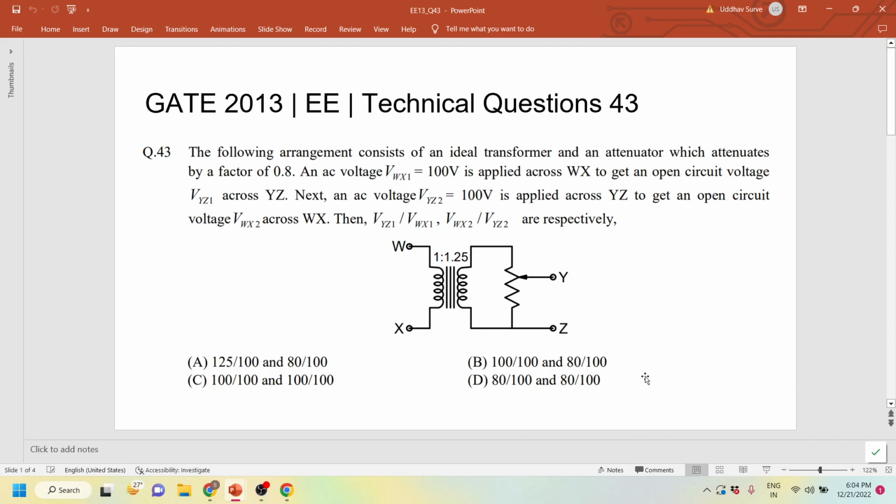So which are the options that match this? Two things are important in this question. The first: it is mentioned that this is an ideal transformer and an attenuator which attenuates by a factor of 0.8. If someone doesn't know, attenuate means decrease; basically it is a form of loss. And open circuit is mentioned here, so this entire circuit will operate in an open circuit fashion.